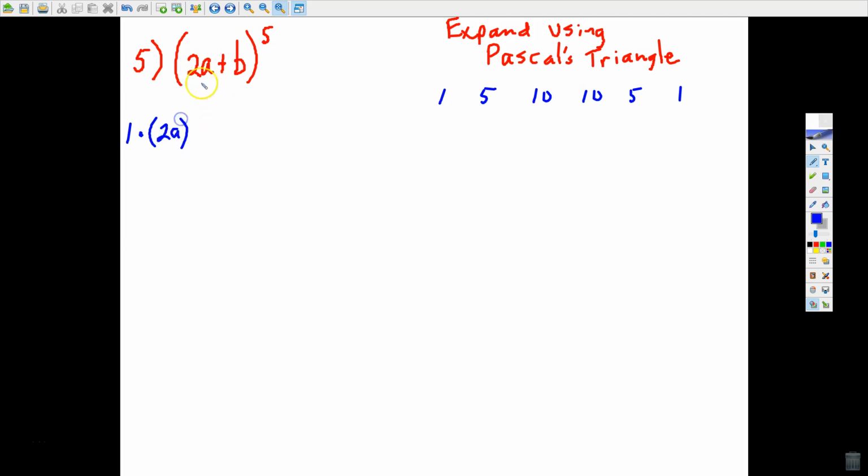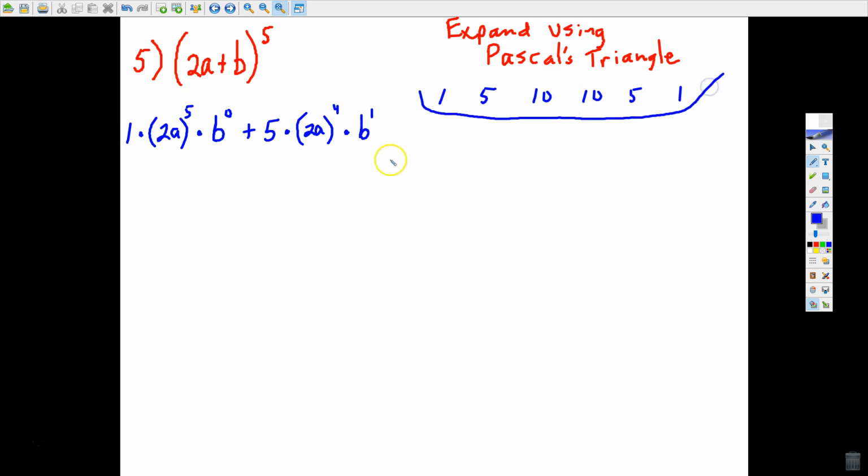And I always start by raising that term to whatever this power is outside of the parentheses. So 2a is going to be raised to the 5th. And the second term of the binomial, in this case b, will start off being raised to the 0. Okay, and now the pattern continues. The next number from the row, 5, times, this time 2a is going to be raised to the 4th power, and b is going to be raised to the 1st. So remember, the first term counts down by 1, the second term counts up by 1.